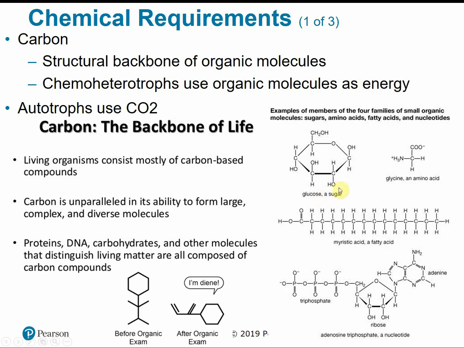So here we have glucose, a sugar. It's a 6-carbon sugar. Amino acids that form proteins are carbon-based. Fatty acids are just chains of hydrocarbons. ATP, adenosine triphosphate, is the primary energy molecule. Carbon is important for organic chemistry because it's able to form large, complex, and diverse molecules.